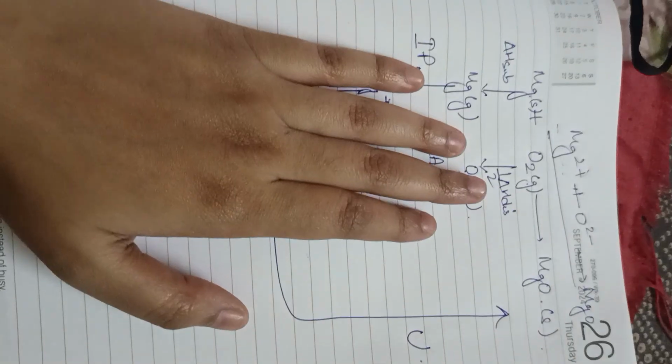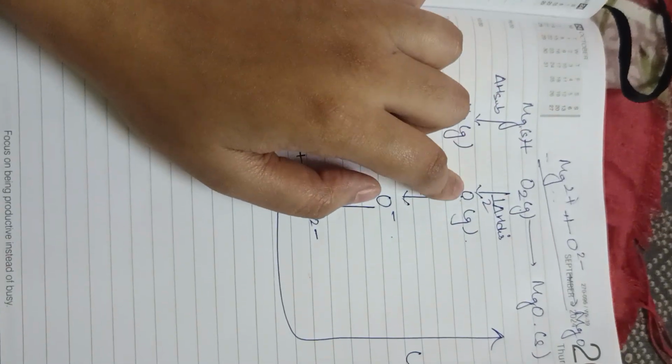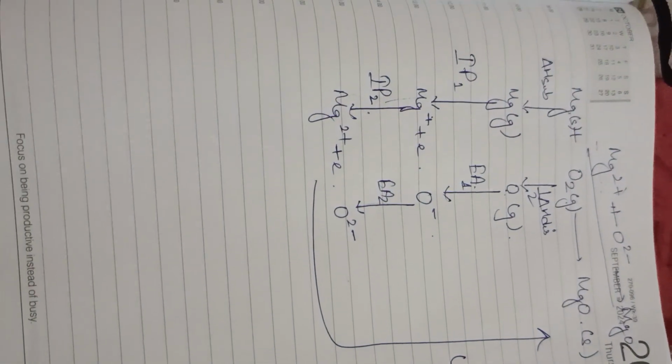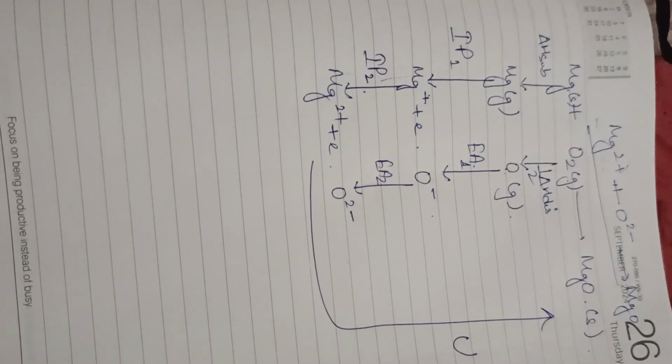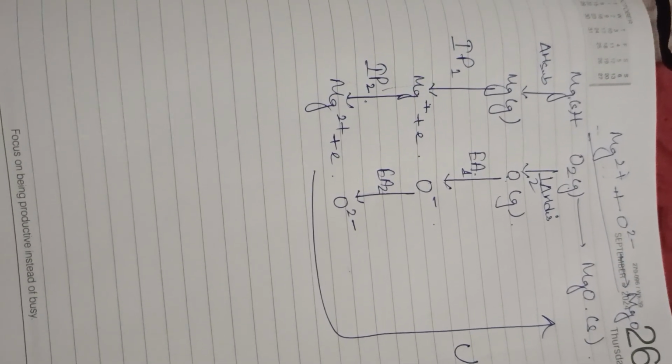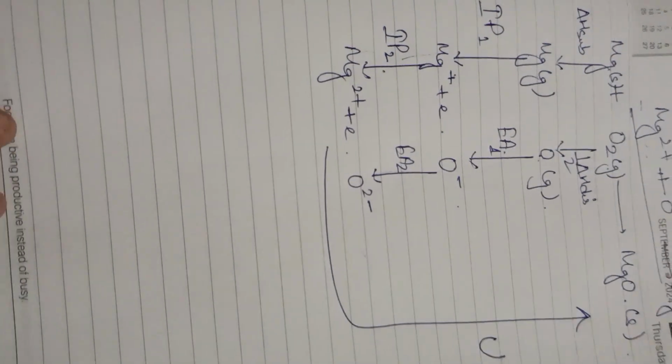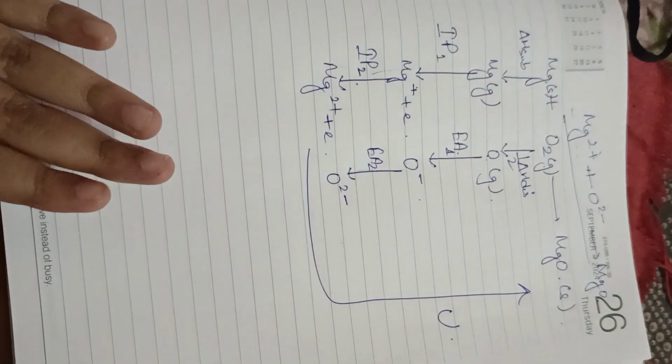Got it? And over here, half dissociation, so you are getting one oxygen. This way you can just do it. Okay, everybody understood it? Can I get some comments that yes, I understood it?